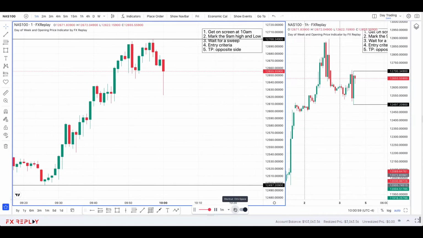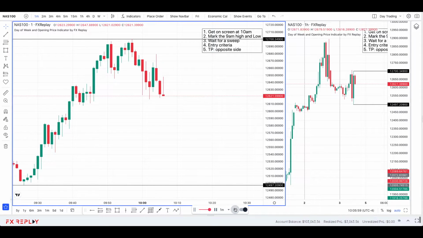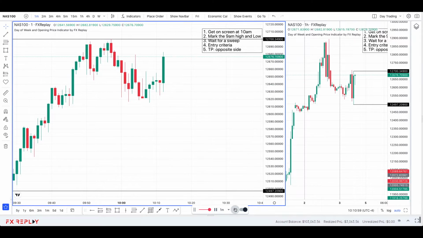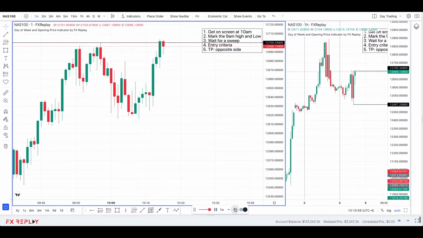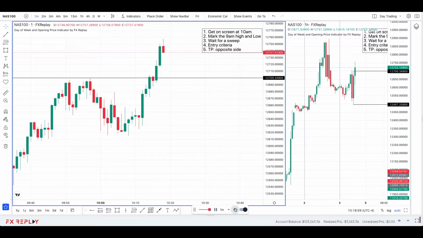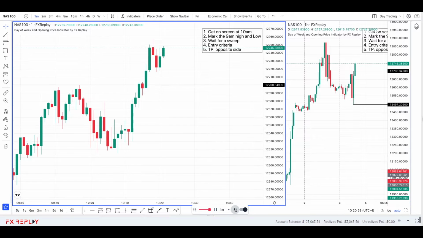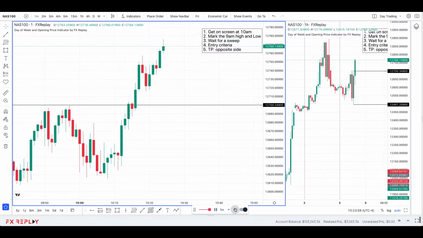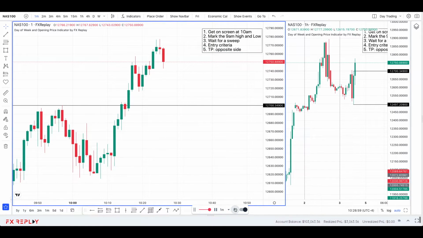So let's be quicker now. We know what we're looking for, so I'll just go over the days. We took out the level. I'm waiting now for something very clear showing a displacement, break of structure, fair value gap. I'm looking for signs of reversal.